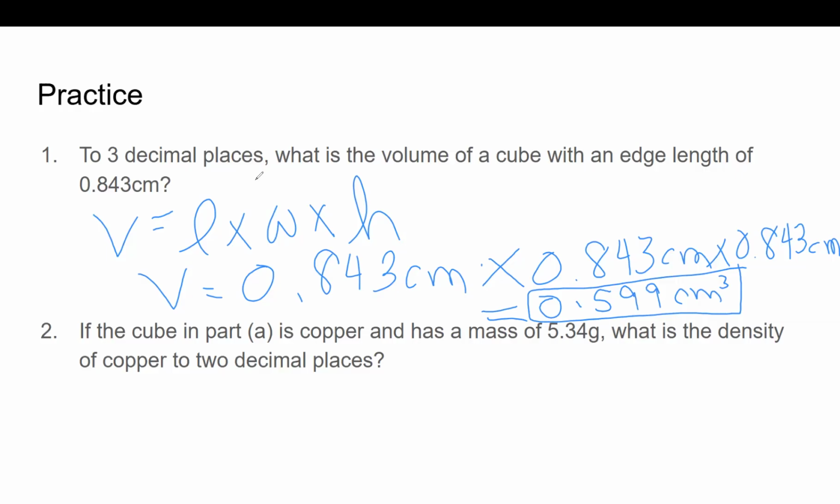Now, if the cube in part A is copper and has a mass of 5.34 grams, I'm going to write the number I'm given and identify what it is. So it said mass, and I knew that was M, 5.34 grams. So I have simplified that. What is the density of copper to 2 decimal places?